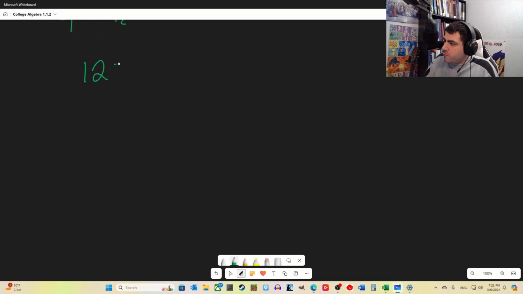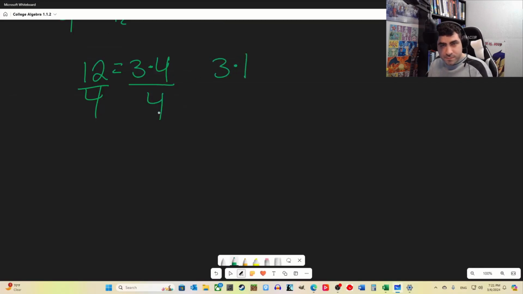We had 12 equals 3 times 4. If we divide both sides of this equation by 4, what do we get? On this side, we get 3 times 1 because 4 divided by 4 is 1. So the 4's cancel out is what we're often told in grade school. In truth, they don't cancel out. There is that 1 there. That 1 is always there.